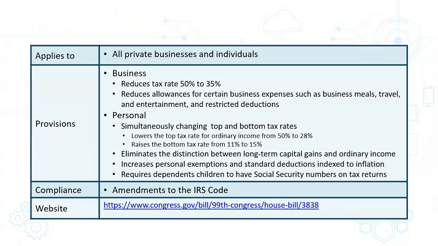This is the act which required all dependent children to have Social Security numbers, which reduced the number of fraudulent dependent children claimed on income tax returns by 7 million in the first year. Employee questions about numbers of exemptions to claim on their Form W-4 are influenced by this requirement for dependent Social Security numbers.